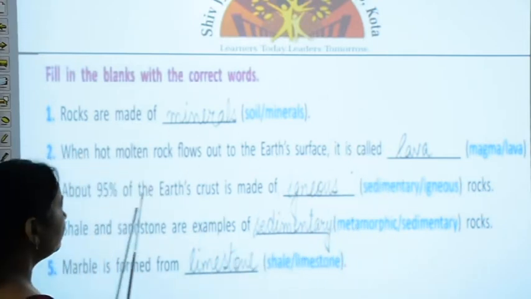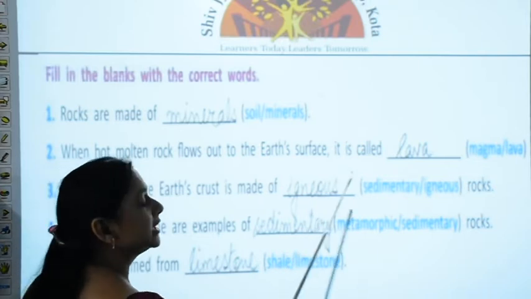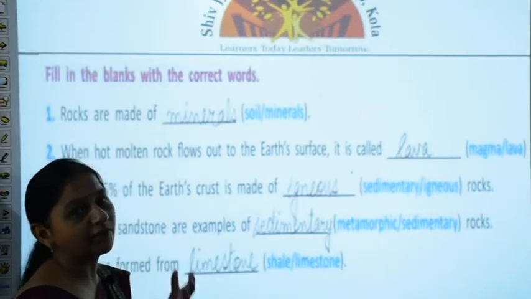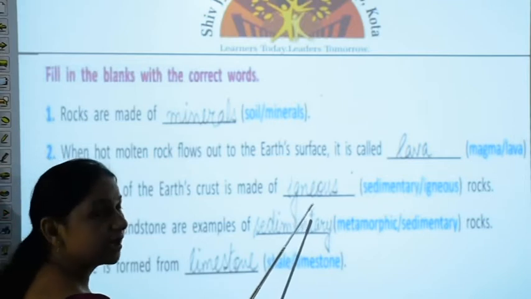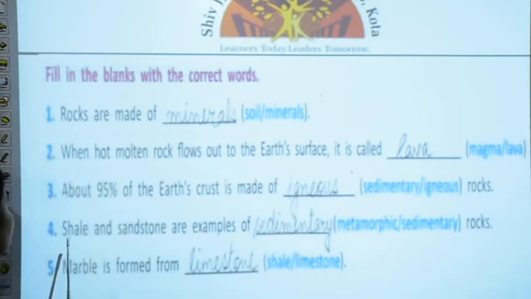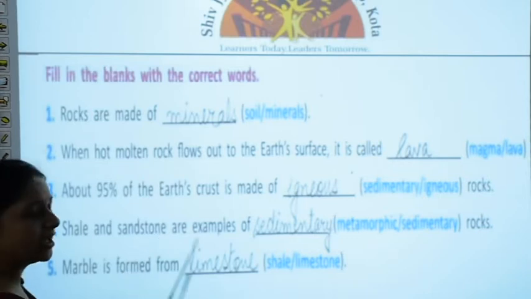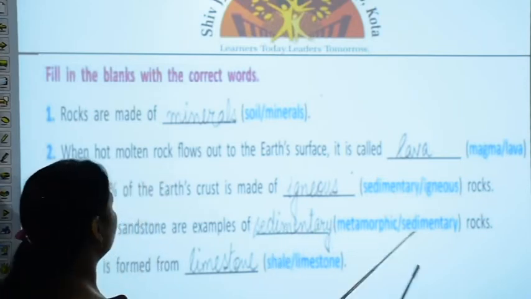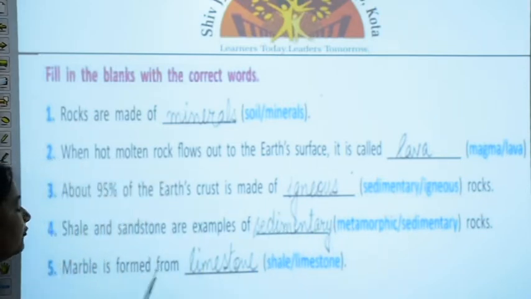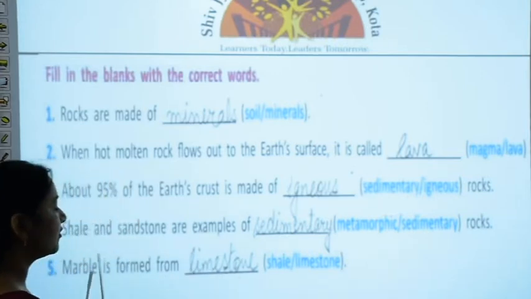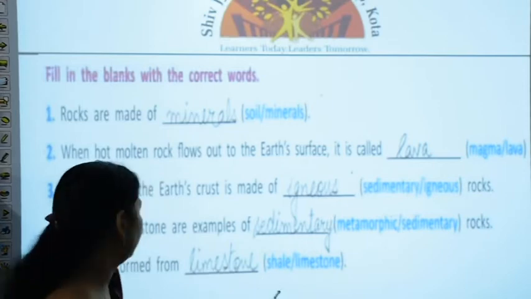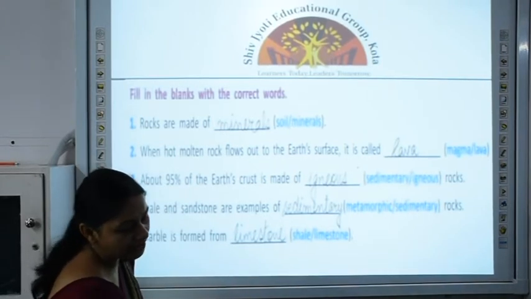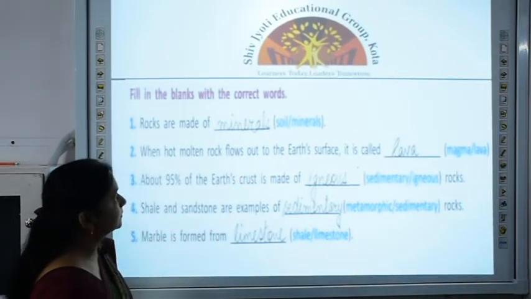The third one, about 95% of the earth's crust is made of igneous rocks. As I told you when I explained the igneous rocks, 95% of the rocks that are found on the earth's crust are of igneous type. The fourth one, shale and sandstone. As we have discussed on the board, shale and sandstone are both examples of sedimentary rocks. Next one, marble is formed from limestone. Limestone is a sedimentary rock, and marble is a metamorphic rock. So this was the exercise which is on page number 52 of your book.